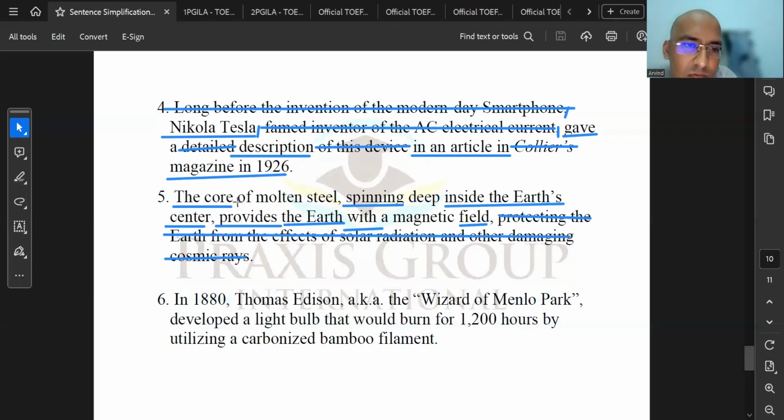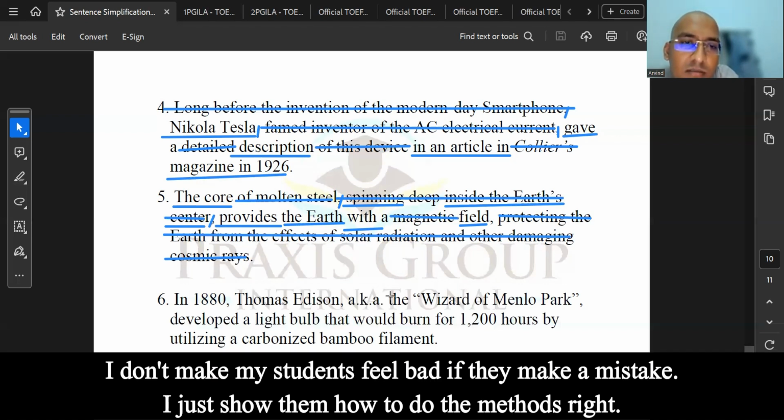Very close. Of molten steel. Many people would tell me that steel was the subject, and it is not. It is the object of the preposition of the core. But there is a comma here and a comma here. So this part in between is a descriptive phrase. Oh, okay. The core provides the Earth with a field. That's our sentence. Very good. Okay, you got the answer. You did a little bit more work, but you got the answer.